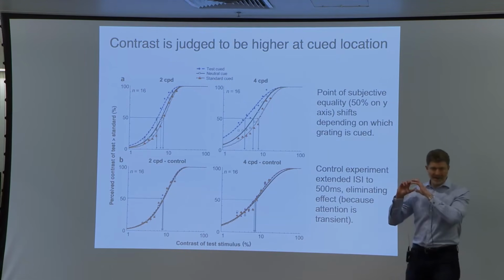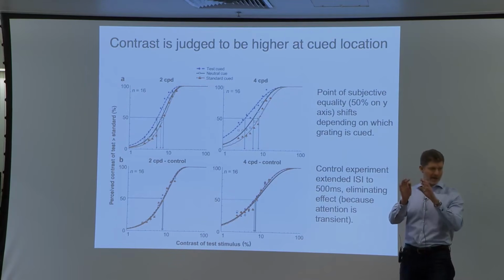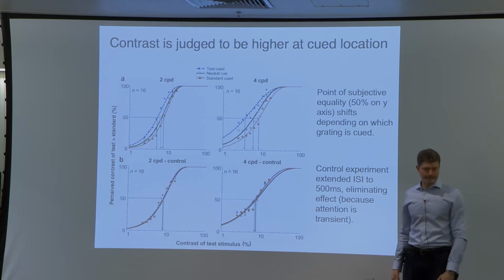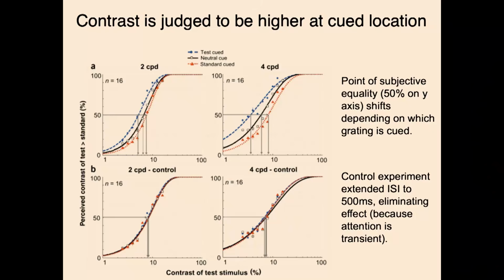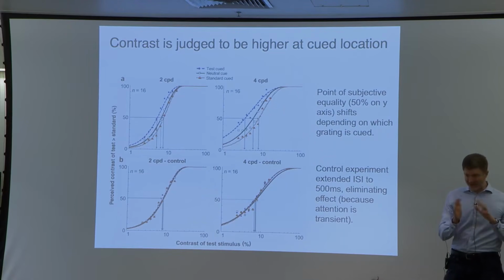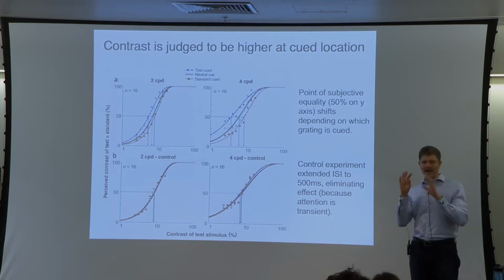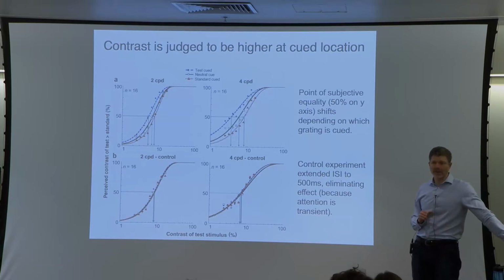What that means is that whatever happens when that attentional cue pops up there is transient. You get this temporary change to visual processing, and then it goes away. So this is a pretty cool result. It's confirming this intuition that when you're paying attention to something, things are easier to see, and suggesting that one consequence of that is that things look higher contrast. What questions do you have about that?